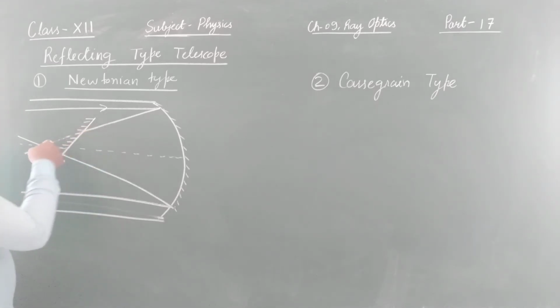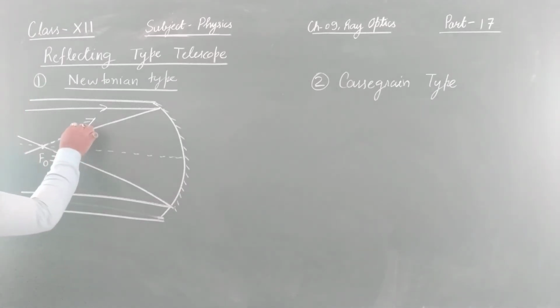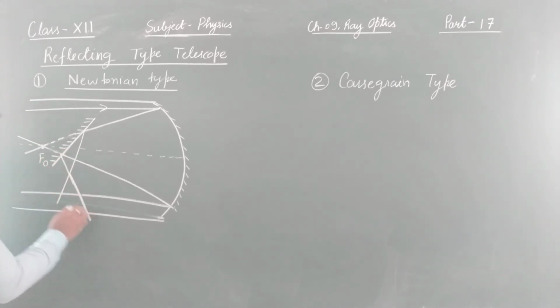Okay, they will not cut at focus. They will be collected by a plane mirror which is inclined at 45 degrees. Now, due to this plane mirror, the ray of light gets reflected. The ray of light goes like this, and further these rays of light are collected by an eyepiece.